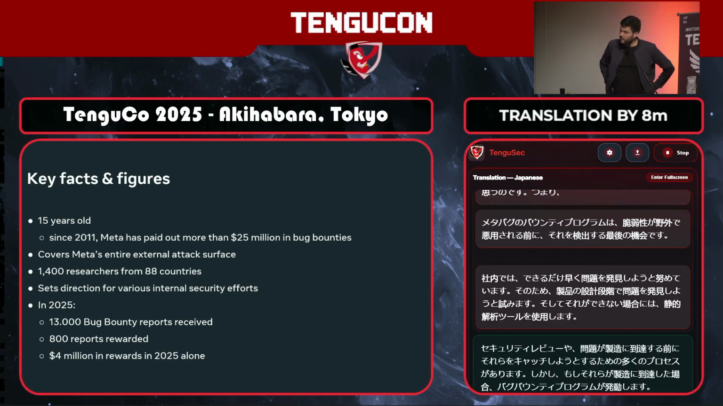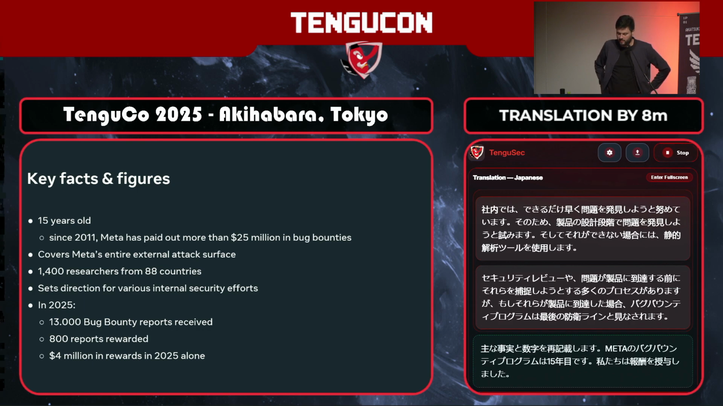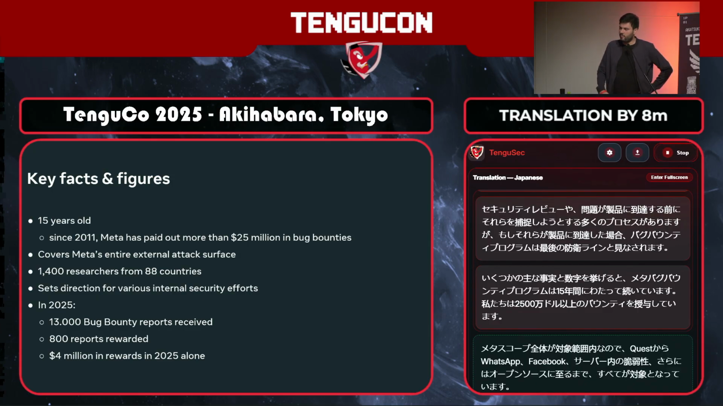Some key facts and numbers. The Meta Bug Bounty Program is 15 years old. We have awarded more than 25 million in bounties. All of Meta's scope is in scope, so anything from Quest to WhatsApp to Facebook, to vulnerabilities within servers, or even open source frameworks like PyTorch and others that Facebook owns.